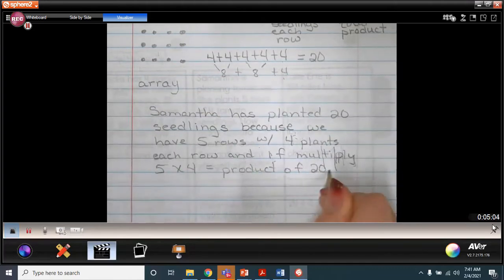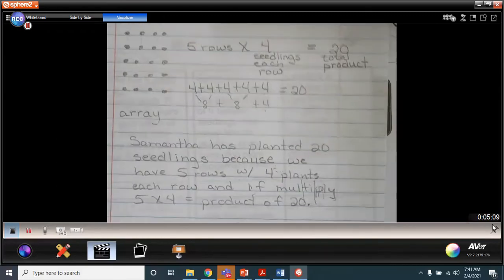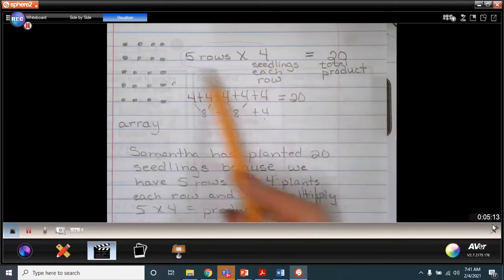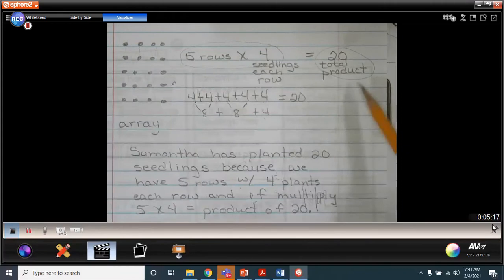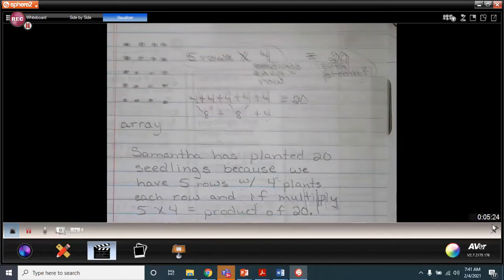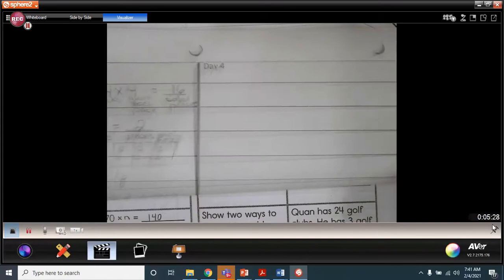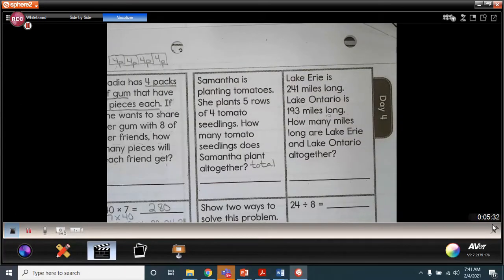So make sure you're writing something down to explain your thinking. So we've modeled, we've written an equation, and we've found our answer, which is our product, and we've written out a response. So you can do that on the back of your paper or the back of your page. Remember, you have a place back here in the back to be able to do that. So make sure that you're doing that.